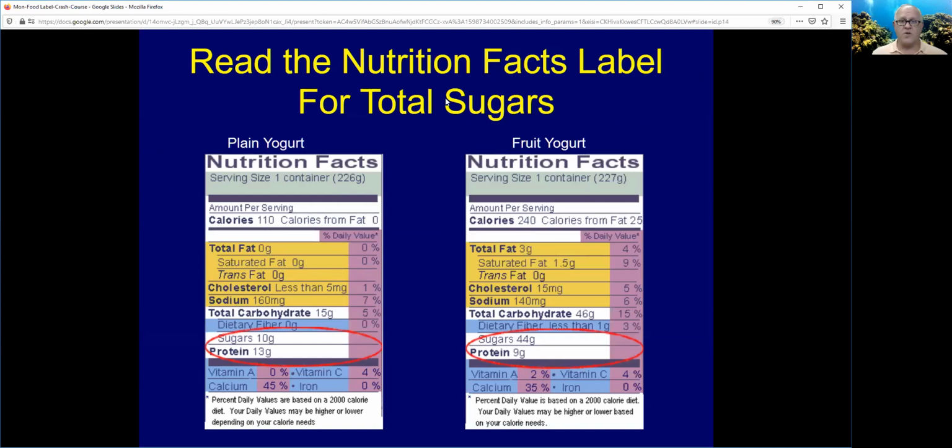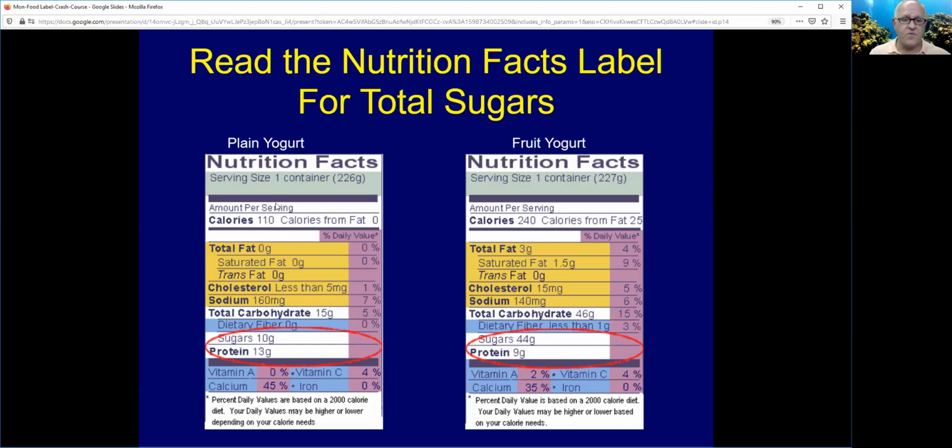You also want to read the nutritional facts label for total sugars. This is a really important thing, especially if you're trying to maintain a moderate sugar diet. Let's take a look at these two things. One is for plain yogurt, one is for yogurt that has fruit in it.